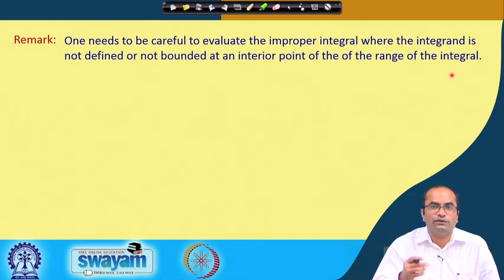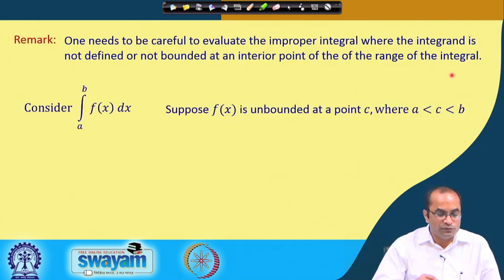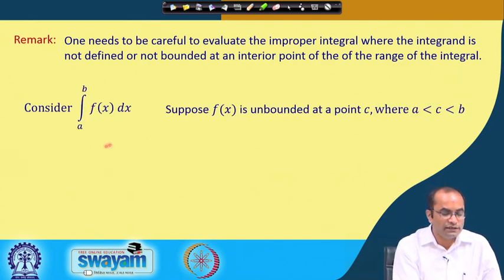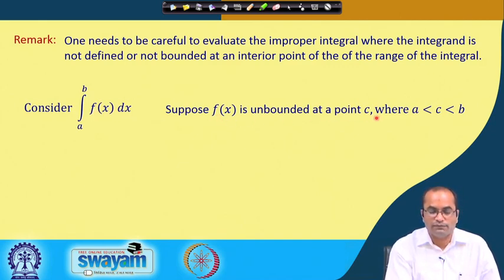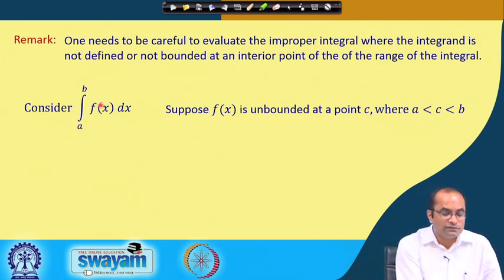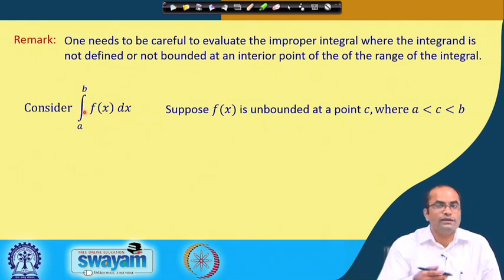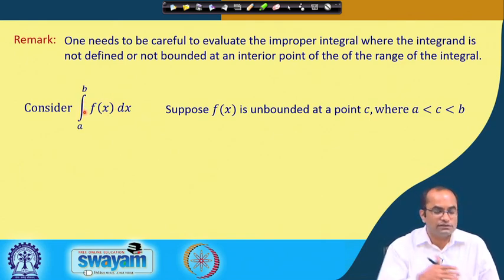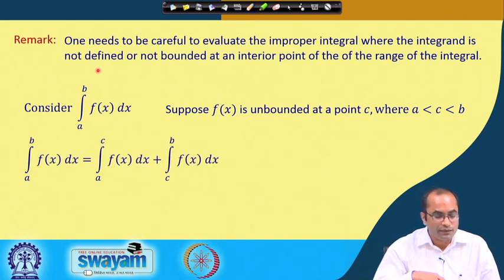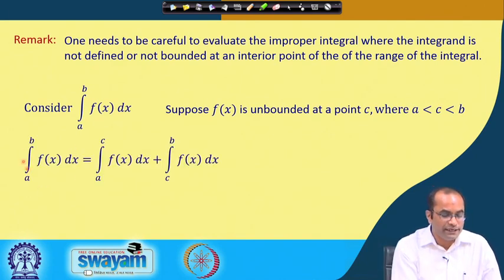So, if we have a point, not the end point, but a point in the middle where the integrand is unbounded or not defined, we have to be very careful with the evaluation. Suppose we have this integral from a to b of f(x) dx, and further we let f(x) be unbounded at a point c, where c is a point between a and b. So, in this case f(x) is unbounded somewhere at the point c, which is in the range of this integral, and then we have to break it at that point.